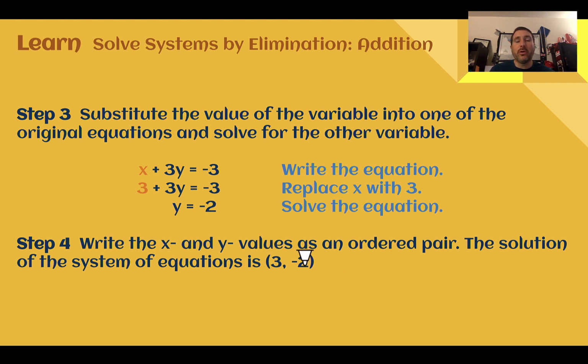Finally, we'll write it as an ordered pair. My x value has to go first, then my y value. So make sure you're paying attention to which one you are solving for first and which one you solve for second. That way you put them in the correct order. So x was 3, y was negative 2. And as we did with substitution, we should double check our coordinate in the other equation just to make sure that it works, but we'll look at that in our examples.